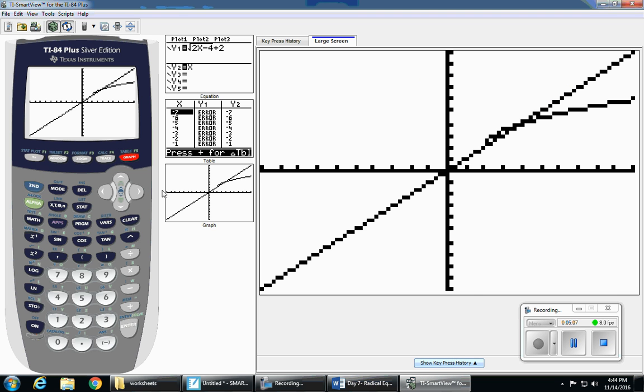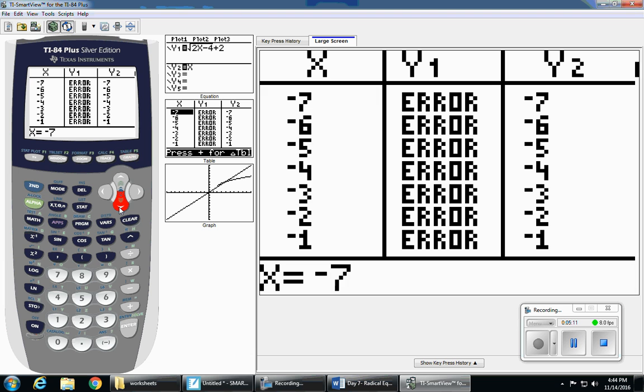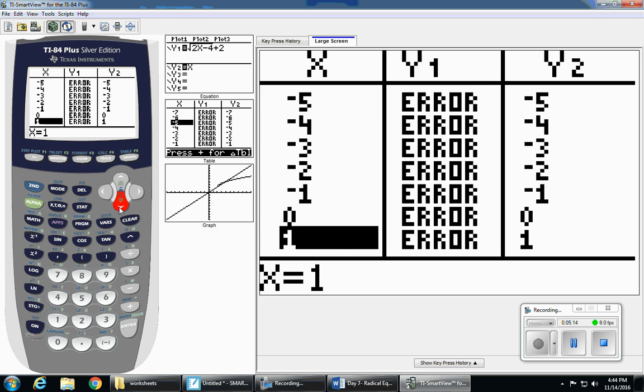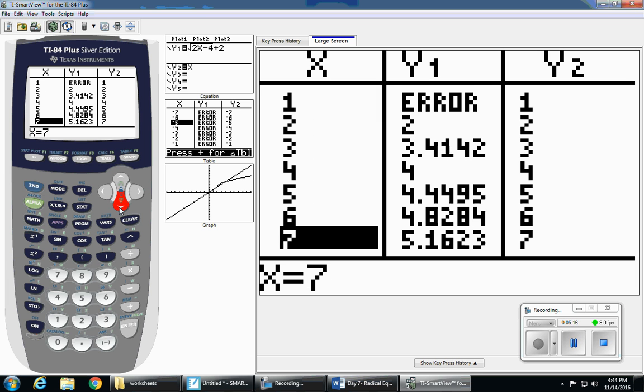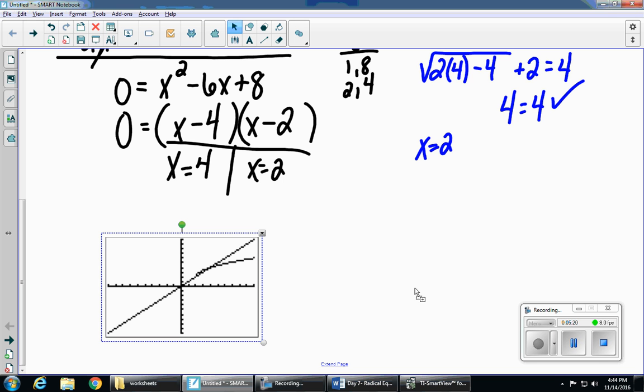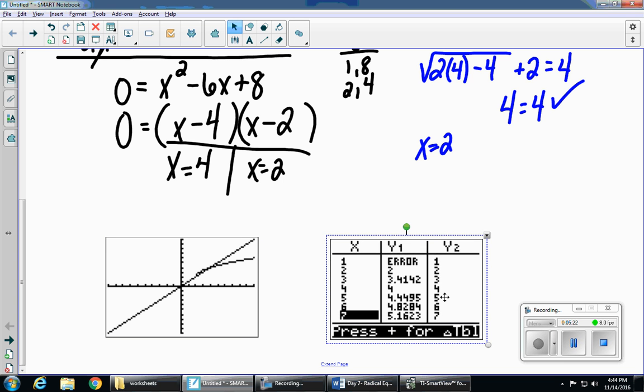The other thing I want to look at is the table. So second graph, I'm going to go to the table. I'm going to scroll down a little bit so we have a better table. And I'm going to click and drag this so you can be looking at them on your calculator and on my screen as well.